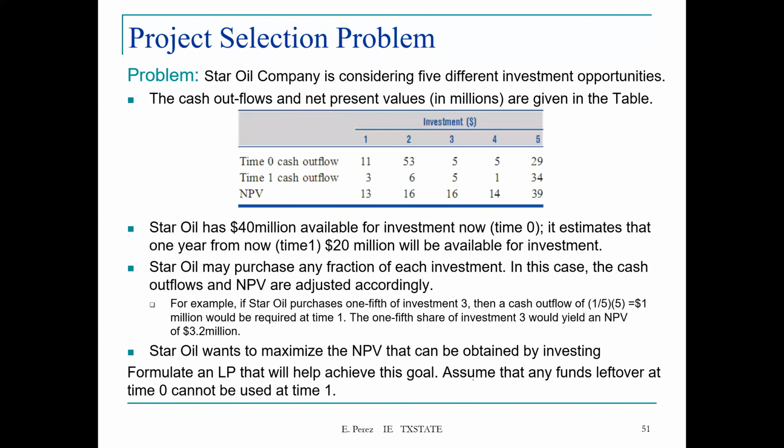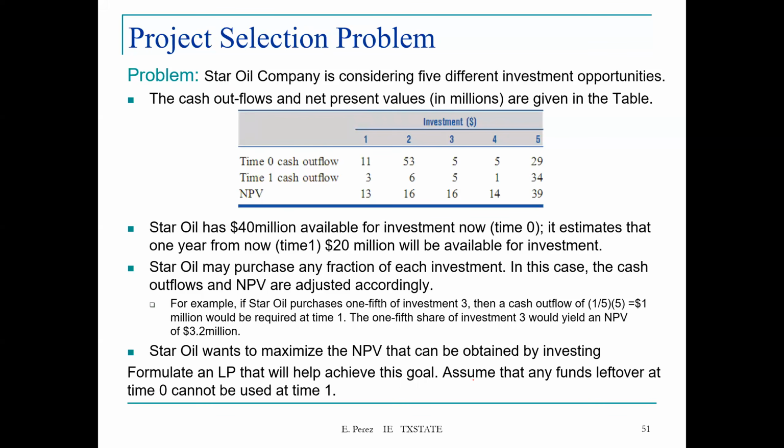The next problem is called the project selection problem. And in this one, we are going to be using some economic analysis, net present value concepts. So in this problem, we have the Star Oil Company considering 5 different investment opportunities. The cash outflows and net present values in millions are given in the table.